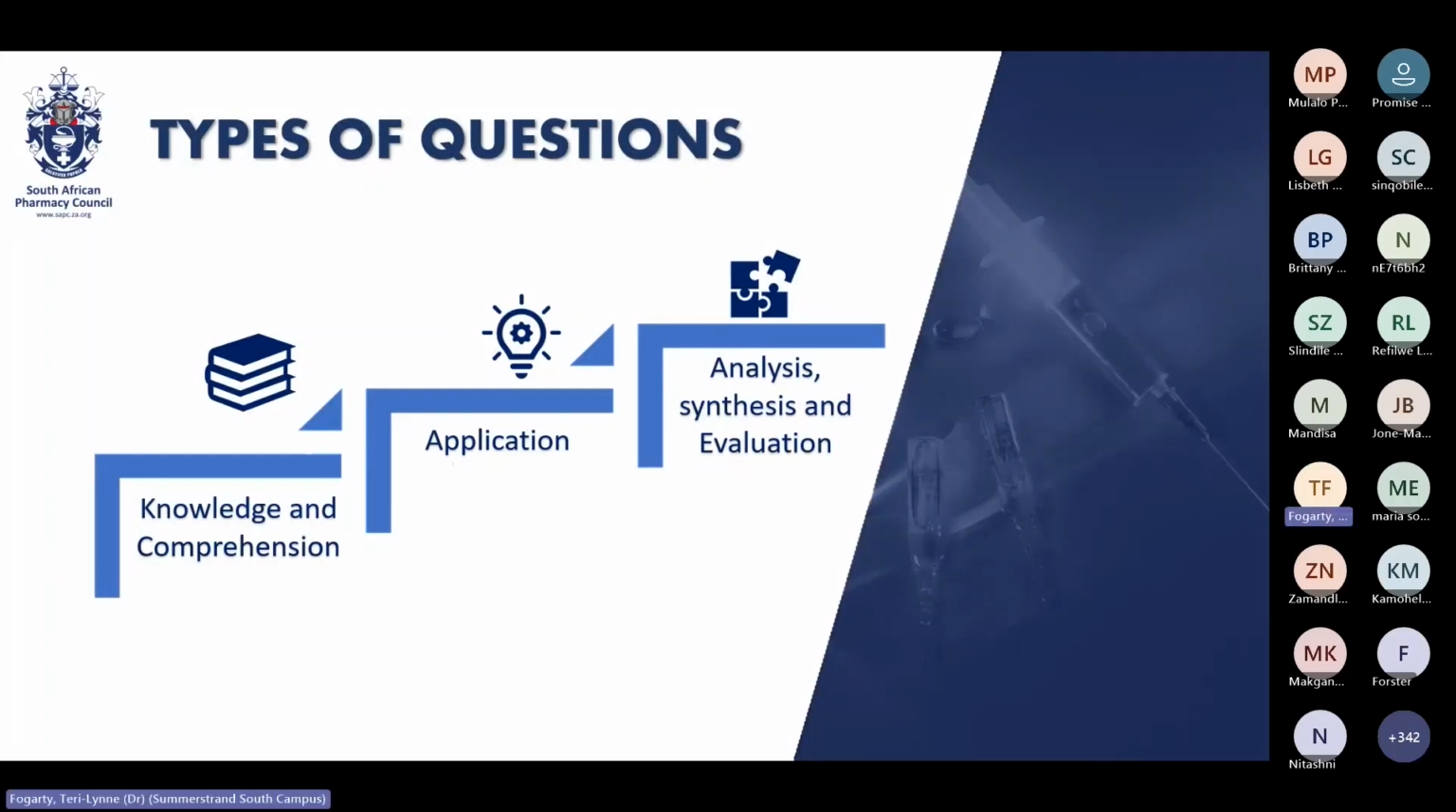So in the exam, we ask different levels of questions. And the first level of question is a very simple knowledge or comprehension question. So an example of a knowledge question is where we would ask you a definition. We might say, which of the following definitions best describes pharmaceutical manufacturing? And then you'll get 4 definitions, and remember, you're choosing the single best answer.